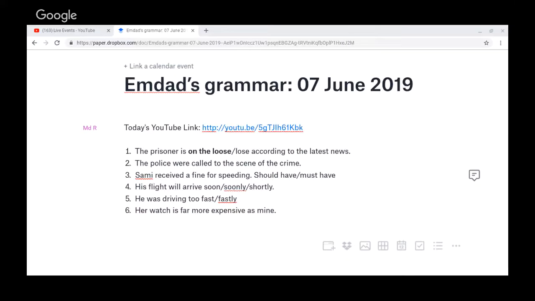Yeah, कहाँ गया बंद क्यों हो गया लैपटॉप? Yeah, so her watch is far more expensive as mine is wrong. The answer is far more expensive. Bolo. Than mine. I think this class ends here, Zishan.